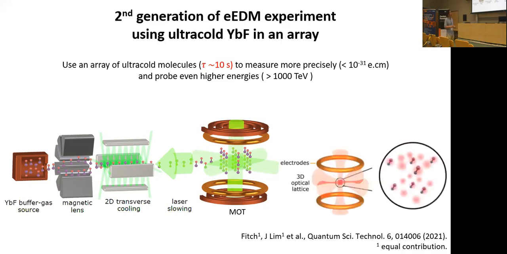And these molecules will be transferred to an optical lattice. With these trapped molecules, the coherence time can be as long as tens of seconds. And so it will enable us to achieve sensitivity lower than 10 to the minus 31 centimeter and explore new physics up to peta-electron volt energy scale.